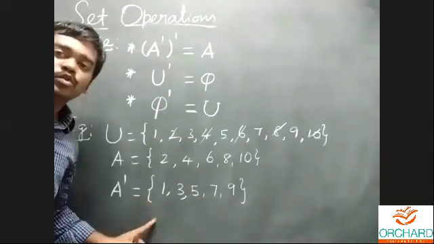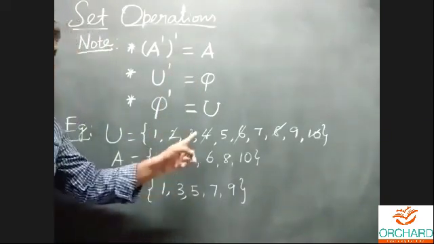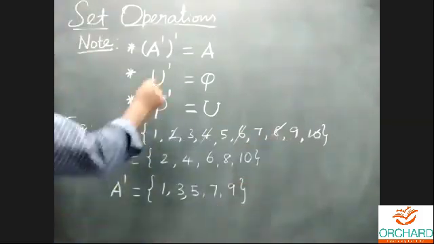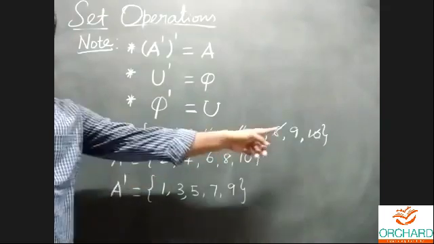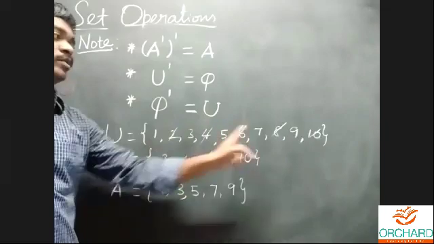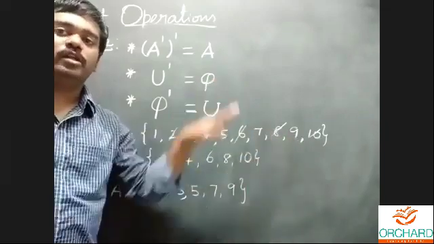Complement, again whose complement? The complement of the complement of set A is the same set A: 2, 4, 6, 8, 10. Next, universal set whose complement? The universal set is 1 to 10, whose complement is the empty set. And the empty set whose complement is the universal set. Okay, we will cross-check the note also.